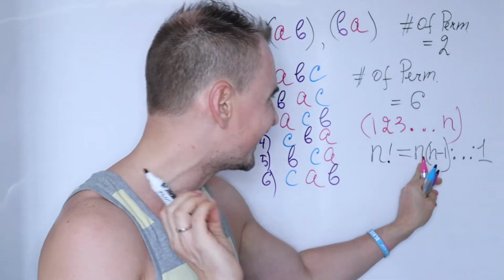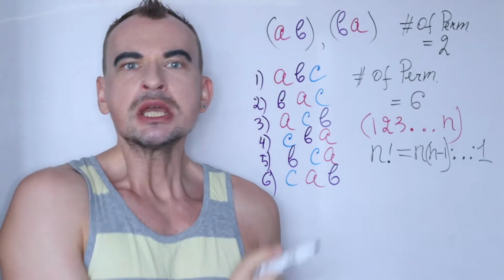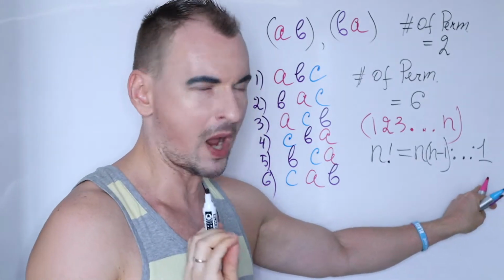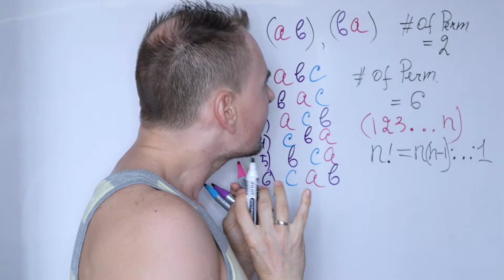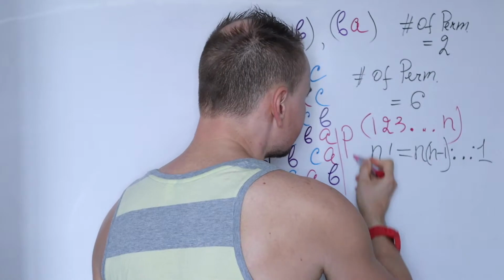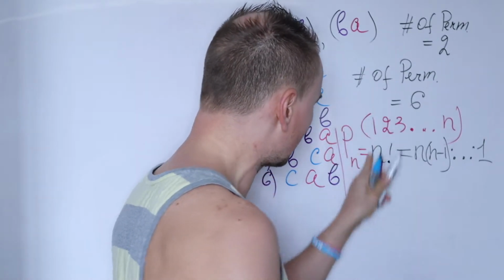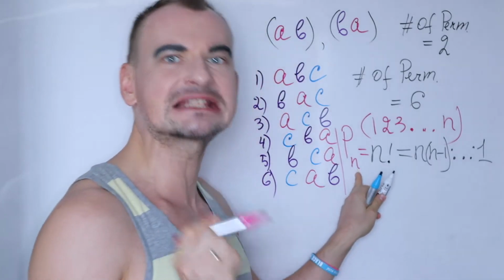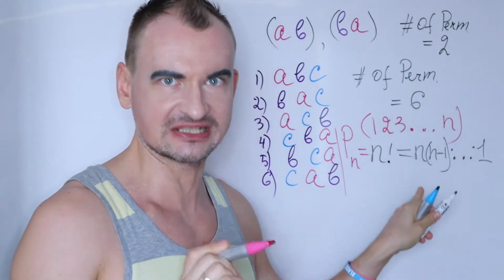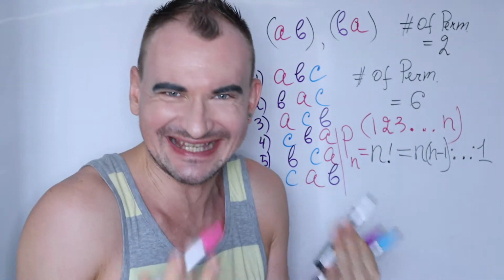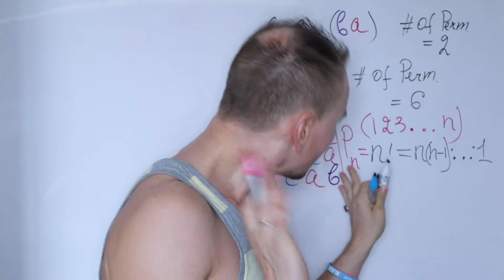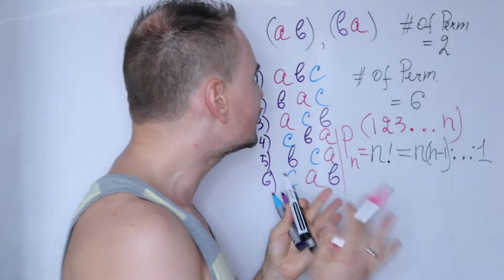So again, we start with n, the natural number that you are given, and you keep multiplying all the way down to 1. So this is n factorial. And for the total number of permutations, usually we use a capital letter P with a subscript n. So this capital P sub n stands for the total number of permutations for n given objects, or for a set containing n elements. So that's the formula, and you could basically check it.